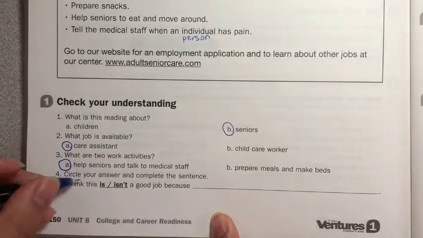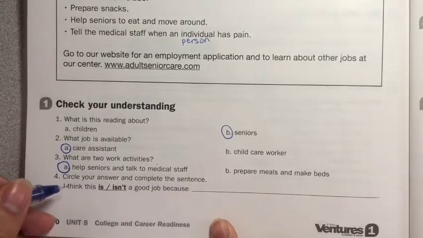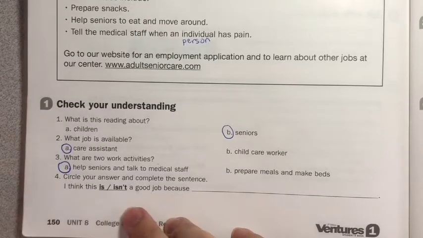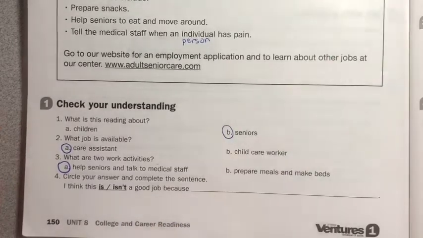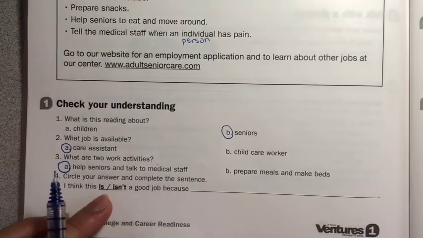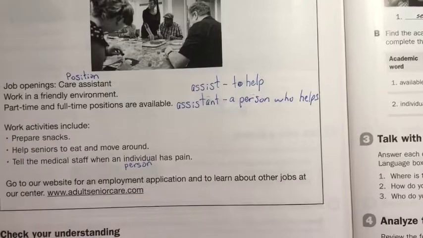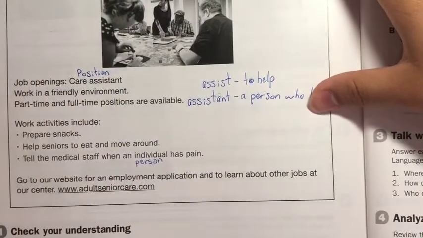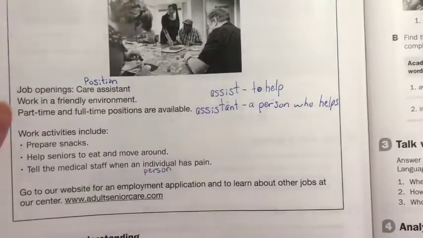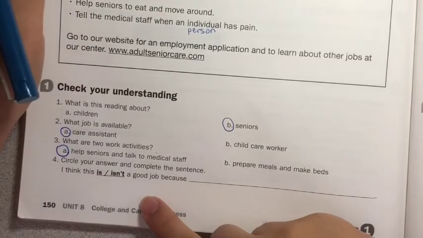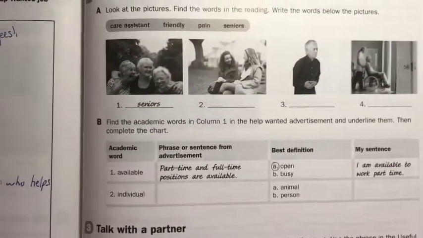Four, circle your answer and complete the sentence. I think, oh, well, you can say this is or this isn't. This is your opinion. This is what you think. So maybe you think this is a good job. Maybe this is not a good job. I want to know how much money you make. I want to know what are the wages. How much money do you make for working here? It doesn't say. So it's hard to say if this is a good job or a bad job because I don't know how much money you make here. Okay, so next page.